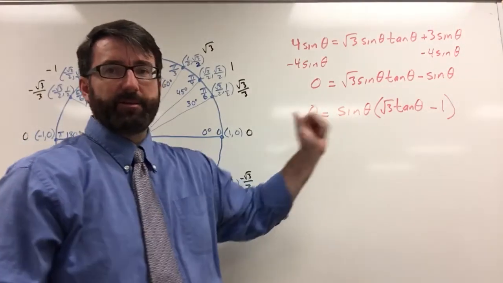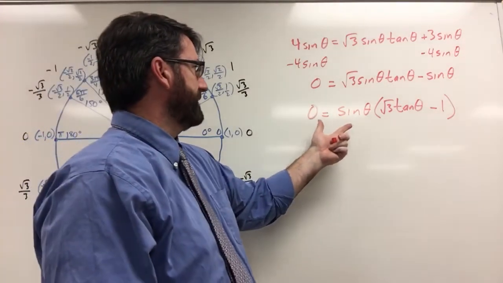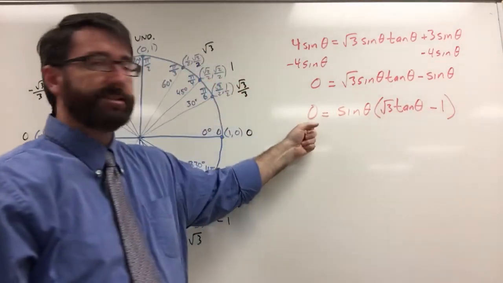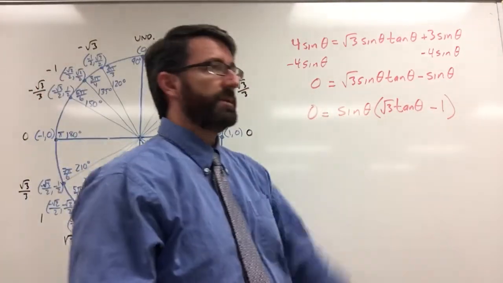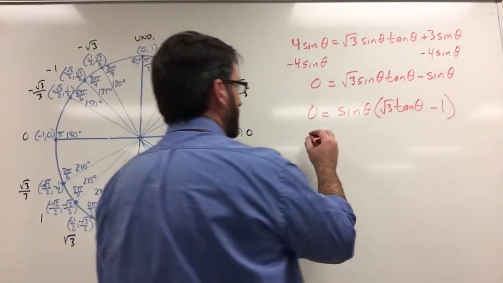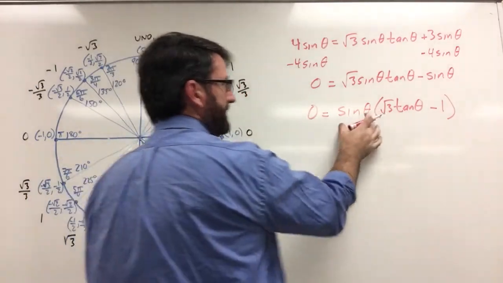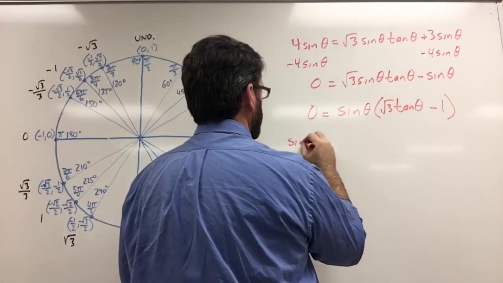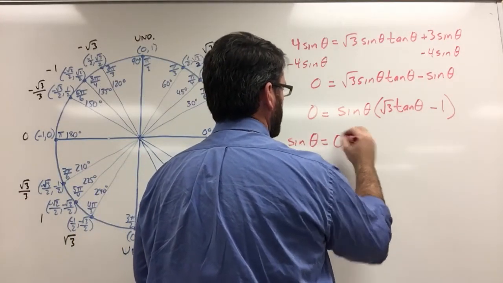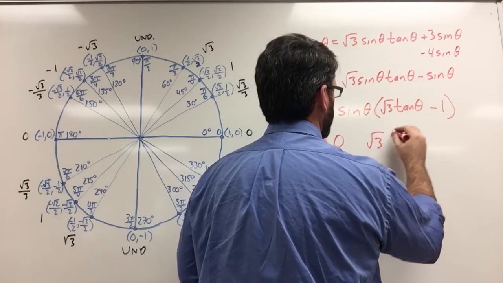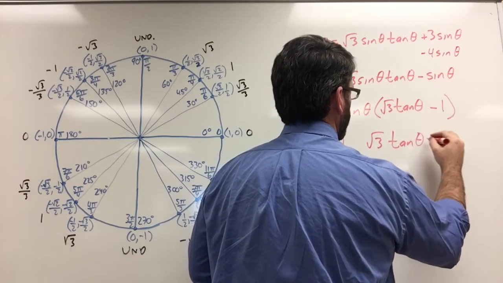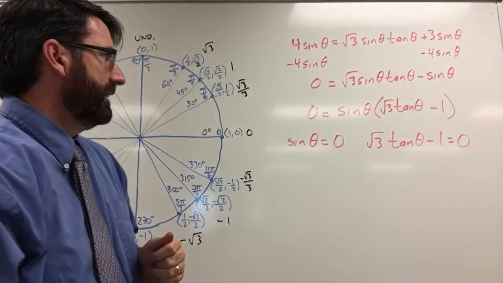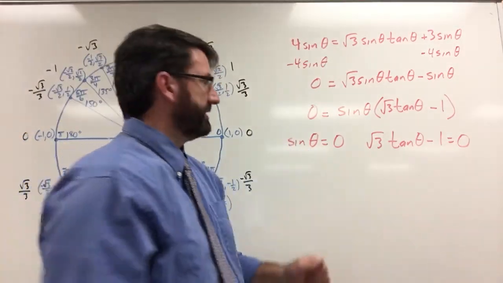And now the reason that we wanted to do this is because the zero product property says if we're multiplying two things together and getting 0, then one of those two things had to be 0. So we can set each of these factors equal to 0 separately. So sine theta equals 0, or square root of 3 tangent theta minus 1 equals 0. So we have a little bit of algebra left to do on this one.